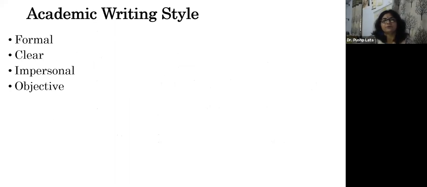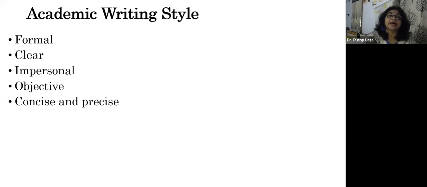So now, what is there in the academic writing style? It's formal. It's not journalistic writing or an emotional outburst in poetry. It's different from that, and it's formal. It's clear. It has to be impersonal. Another major feature is that it should be objective in style. And of course, it should be concise and precise. It's very, very important, whatever we are writing. Later on, I'm going to talk about it.